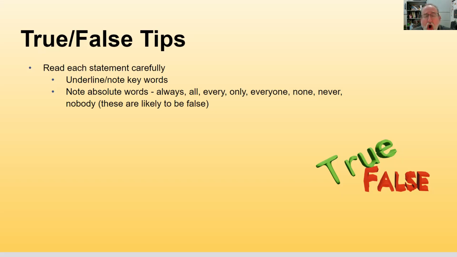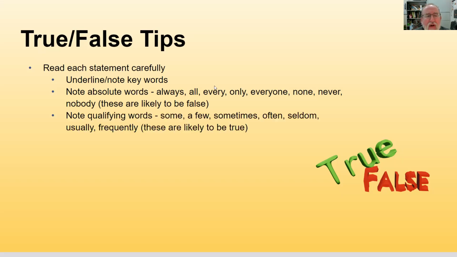So if I say all students love pizza, that's likely to be false, because I know a few people who don't. Now qualifying words: some, a few, sometimes, often, seldom, unusually. These are most likely to be true. More likely to be true, at least. Most students or many students like pizza. That's true. All students, false. Most, true. So watch out, those absolute words can help you narrow down a little bit too.